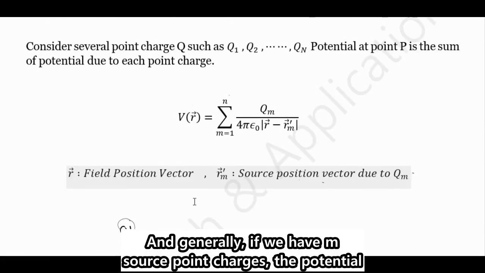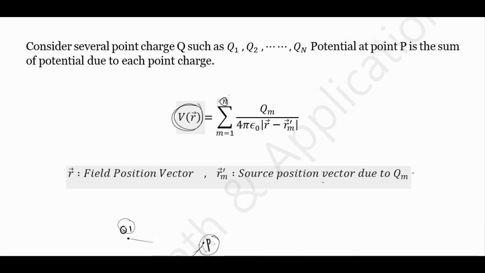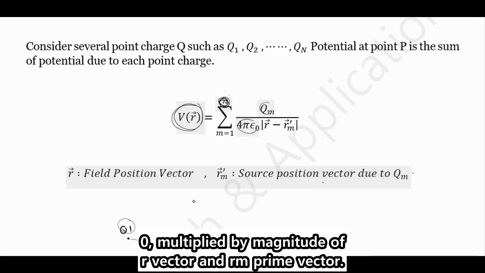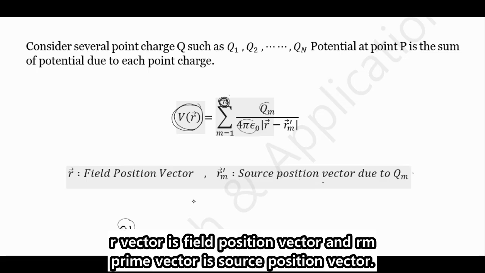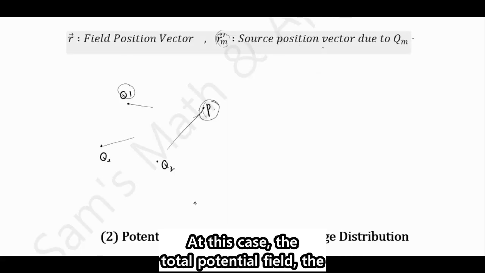Generally, if we have n source point charges, the total potential field is the sum from m equals 1 to n, where n is the number of source point charges, of Qm over 4 pi epsilon 0 times the magnitude of r vector minus rm prime vector. The r vector is the field position vector, and the rm prime vector is the source position vector.